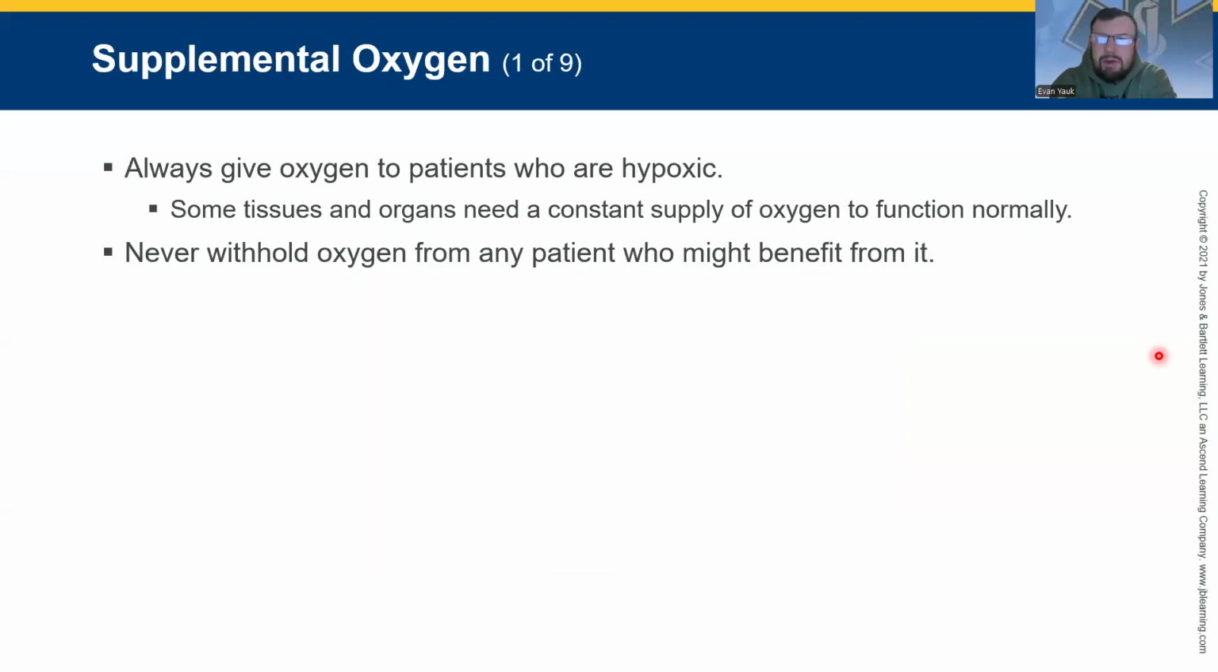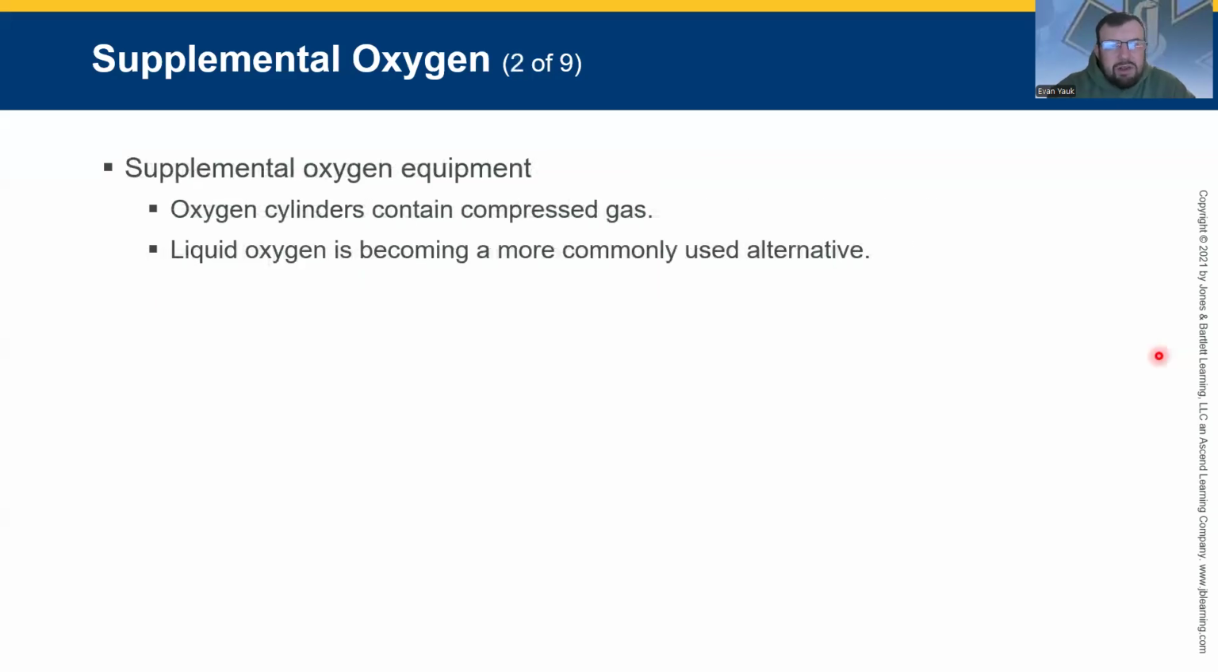So, giving supplemental oxygen. Always give oxygen to a patient who's hypoxic. If they've got a low O2 sat reading, we give oxygen. Some tissues and organs need a constant supply of oxygen to function normally. Never withhold oxygen from a patient who might benefit from it. Supplemental oxygen equipment: oxygen cylinders contain compressed gas. Liquid oxygen is becoming more common.